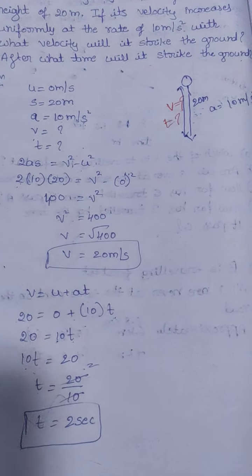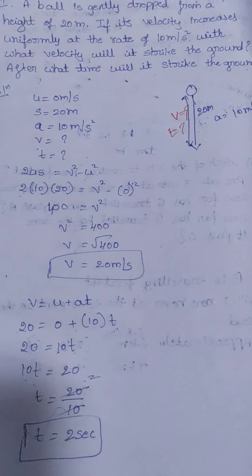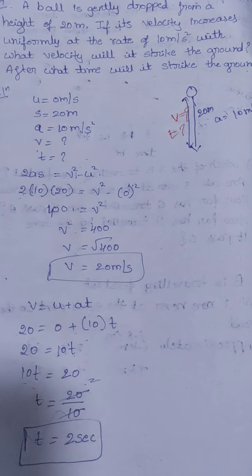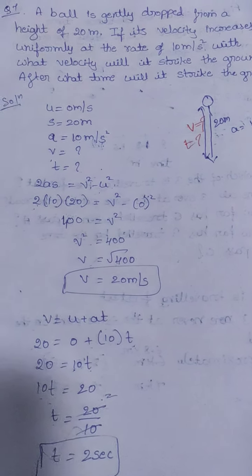So this shows that an object which is coming from the distance of 20 meter comes with the velocity of 20 meter per second and it reaches the ground in 2 seconds.